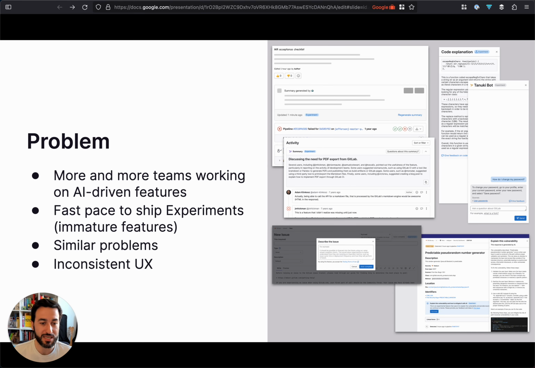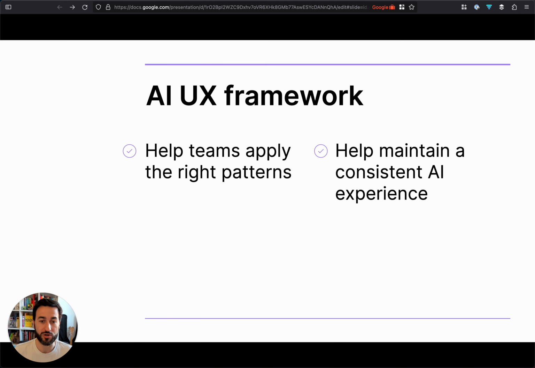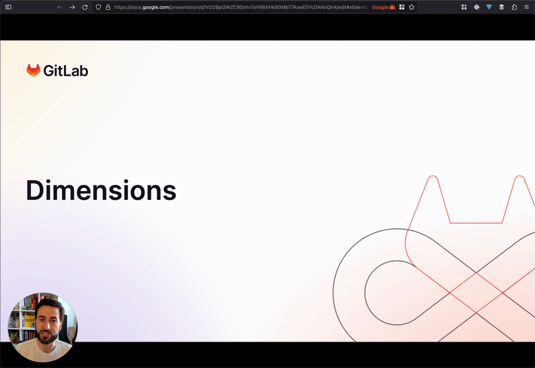We have more and more teams working on AI-driven features. We have a fast pace to ship experiments, immature features. Teams are working on very similar problems, which ultimately is leading to inconsistent UX throughout our AI explorations. Ultimately, what we want is one AI experience for the DevSecOps platform. And the UX framework helps us achieve that by helping teams apply the right patterns and help maintain a consistent AI experience.